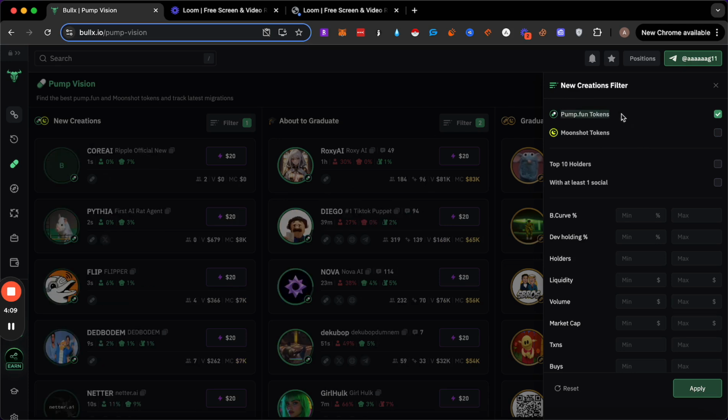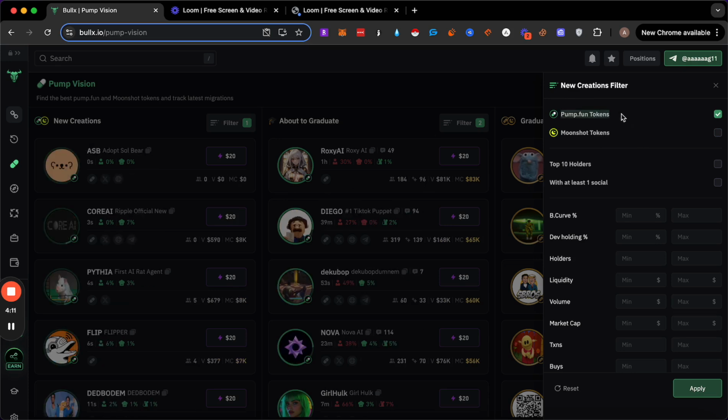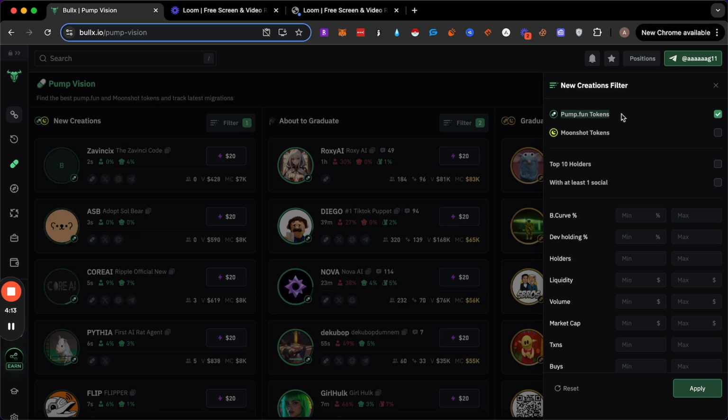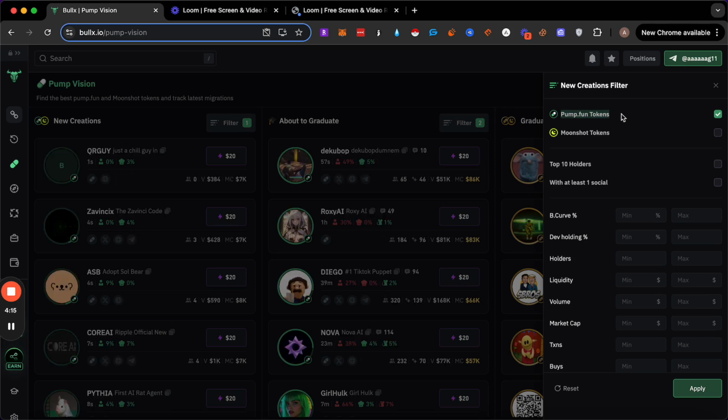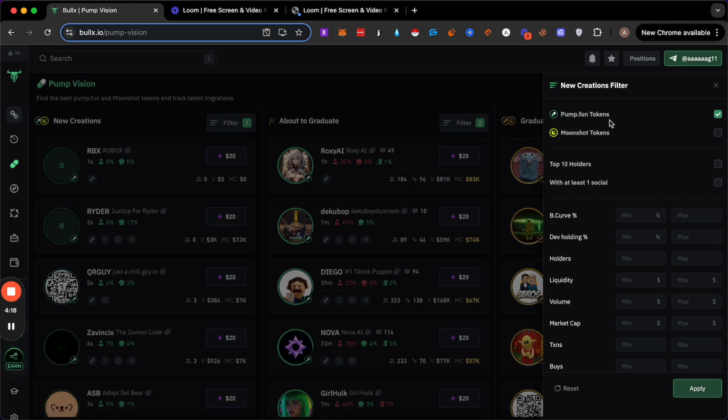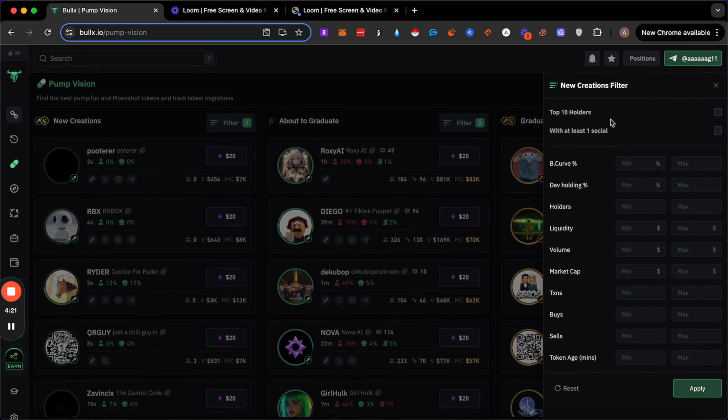Pump.fun appears to be the better one in terms of shilling out high potential coins, and ones that seem to do really, really well. So I always go with the pump.fun ones. And you can obviously filter by other things.